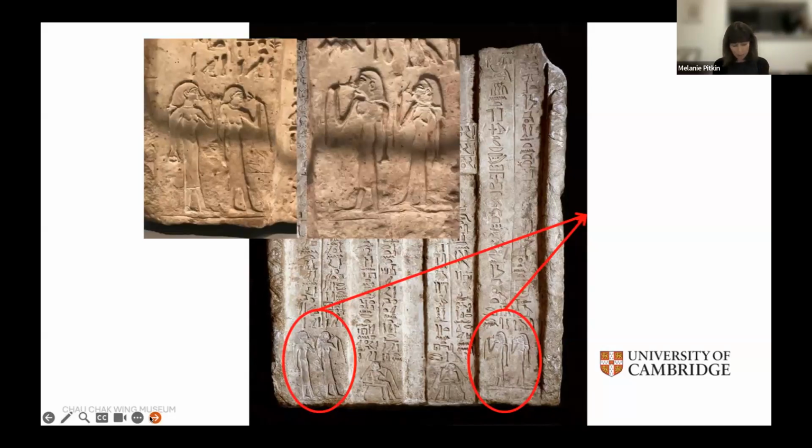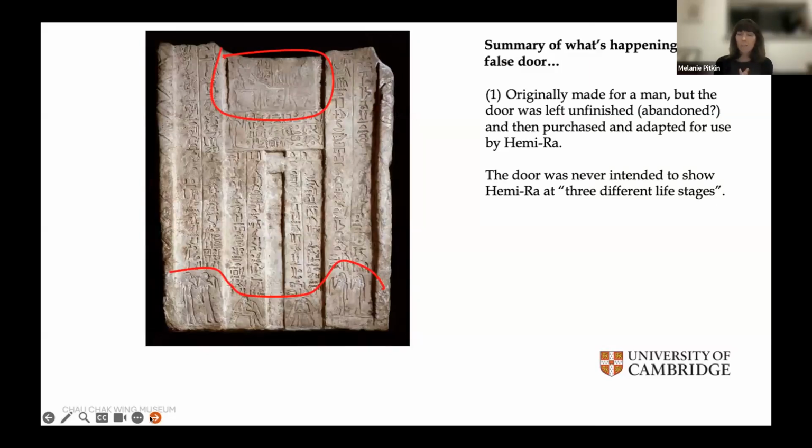Now, no one picked up on the evidence for the modifications and recarving. Thus, what it seems we're actually seeing are 2 different phases of ownership and modifications made to this door. So in short, in the first instance, it was seen that the false door was originally made for a man, but it was left unfinished. I think that only the figures at the bottom of the jambs had been carved, and possibly also part of the central panel, before it was acquired by Hemi-Ra and adapted for her own means.